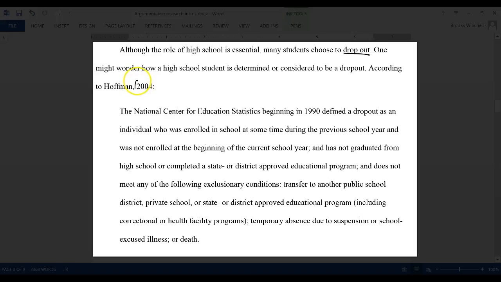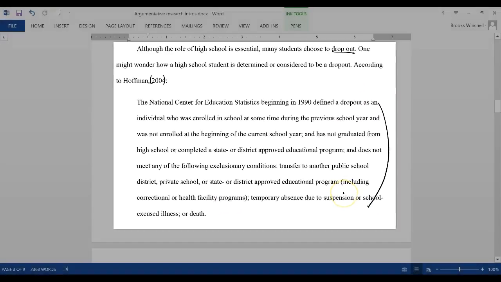According to Hoffman, 2004, the National Center for Education Statistics, beginning in 1990, defined a dropout as an individual who was enrolled in school at some time during the previous school year and was not enrolled at the beginning of the current school year, and has not graduated from high school or completed a state or district-approved educational program, and does not meet any of the following exclusionary conditions: transfer to another public school district, private school, or state or district-approved educational program, including correctional or health facility programs, temporary absence due to suspension, or school-excused illness or death. So here she has a pretty elaborate definition of dropouts.